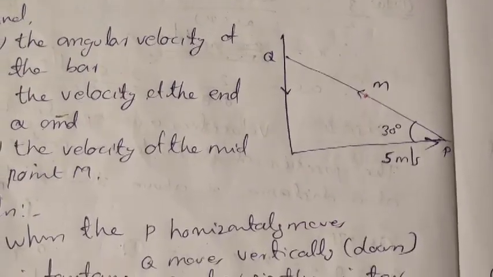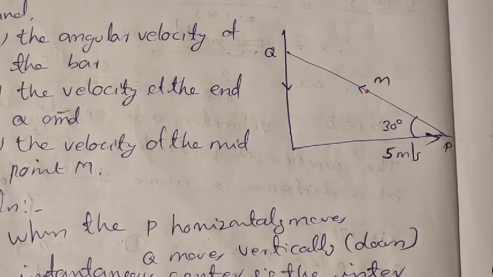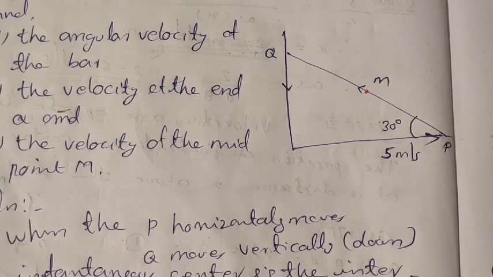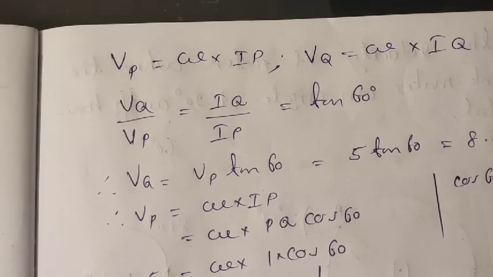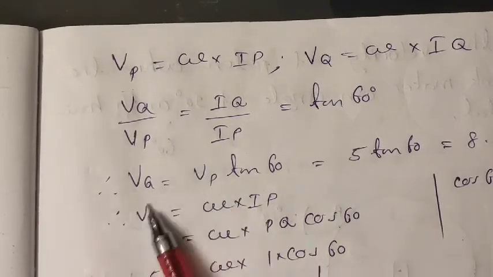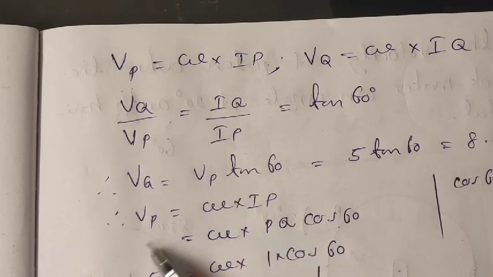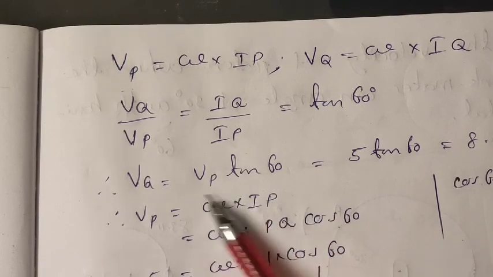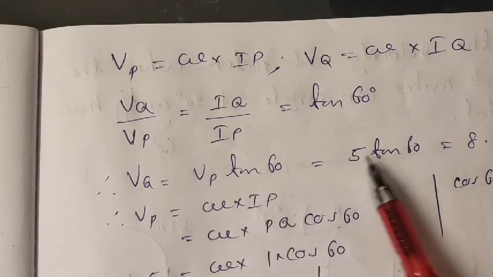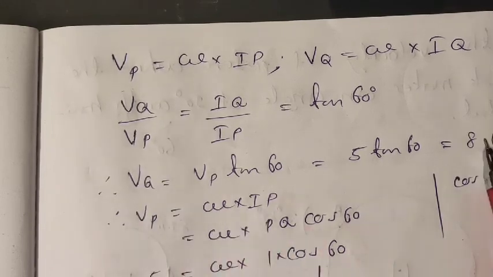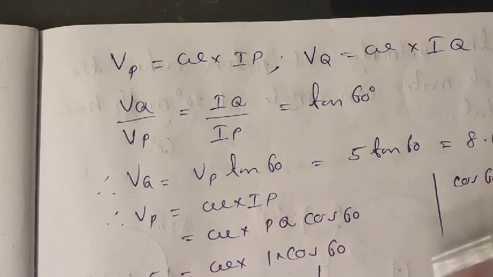So what is IQ by IP? This is IQ and this is IP. IQ by IP means opposite side by adjacent side, that is tan theta, that is tan 60. So we can write VQ as VP into tan 60. We know the VP value, given in the question itself as 5 meter per second. So 5 into tan 60, and automatically we get the VQ value as 8.66 meter per second.